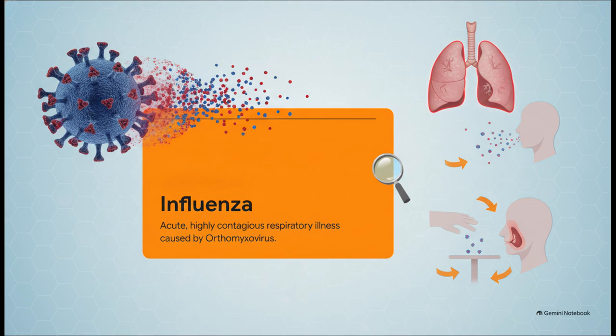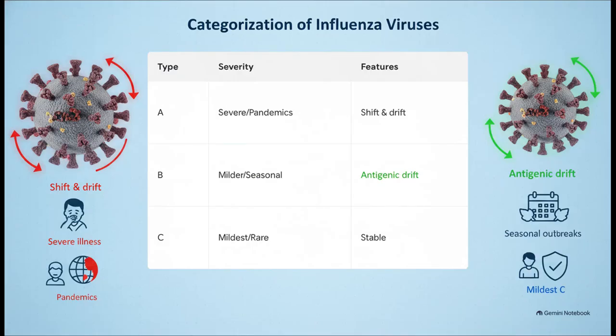So we're dealing with a pretty formidable pathogen here. Influenza is defined as an acute, highly contagious respiratory illness caused by the orthomyxovirus. And it primarily spreads through the air via respiratory droplets. But, and this is absolutely crucial, don't forget about fomites. This virus can literally just hang out on surfaces like door handles, countertops, or even your stethoscope, just waiting for its next host. Now, the actual threat level depends entirely on the type.